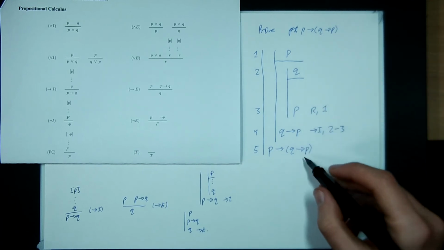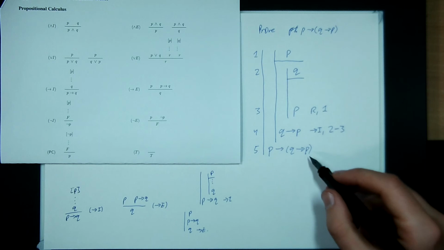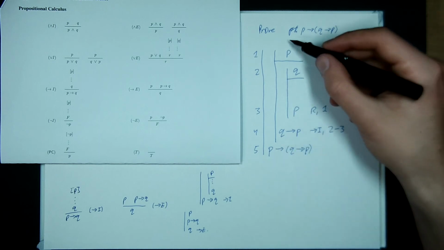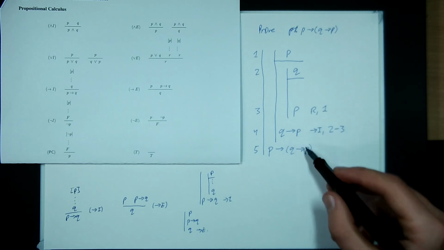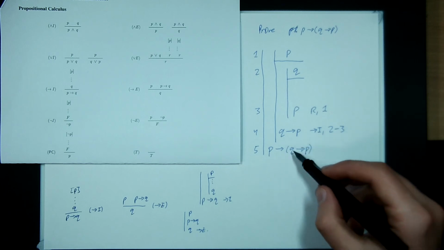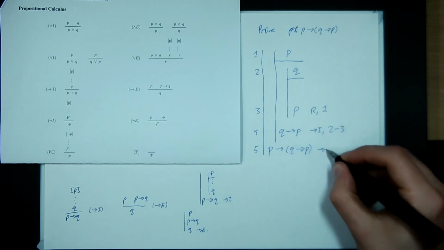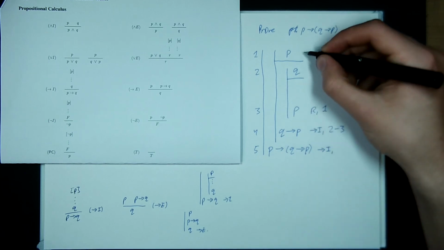Okay? And what's the justification for this line? Well, exactly the same as before. I assumed P, I did a whole bunch of stuff, and then got Q implies P. Therefore, P implies Q implies P. The implication introduction, lines 1 through to 4.